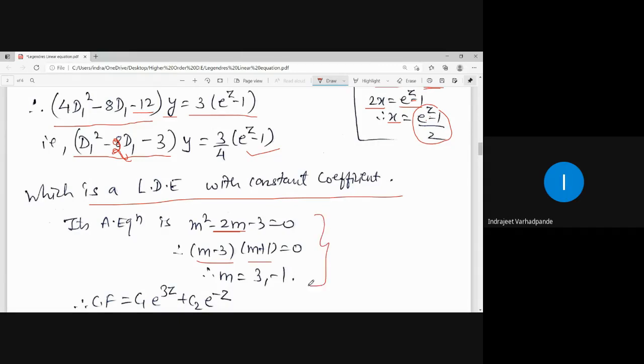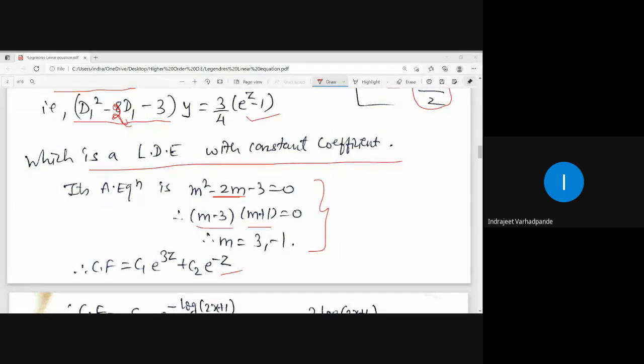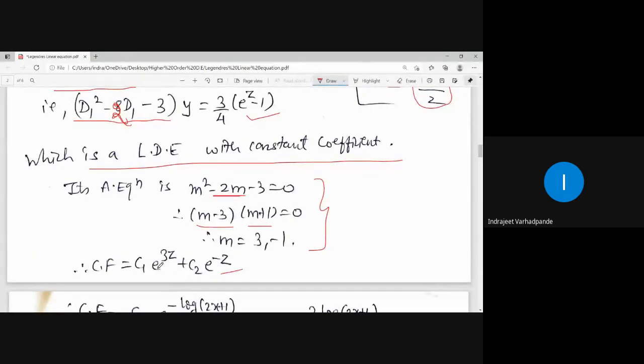Is this right? Yes, sir, it's right. So roots are 3, minus 1. CF will be written as C1 e to the power 3z plus C2 e to the power minus z.